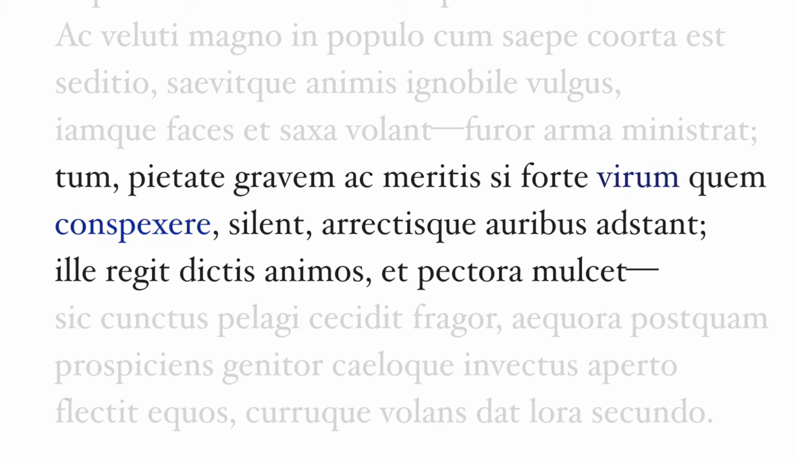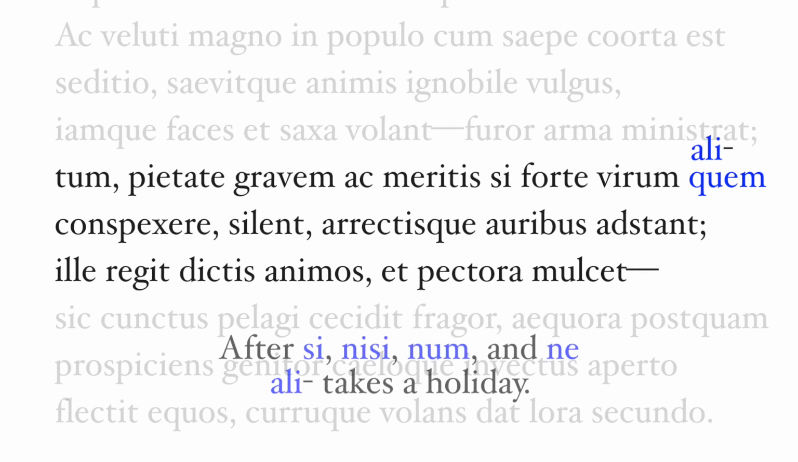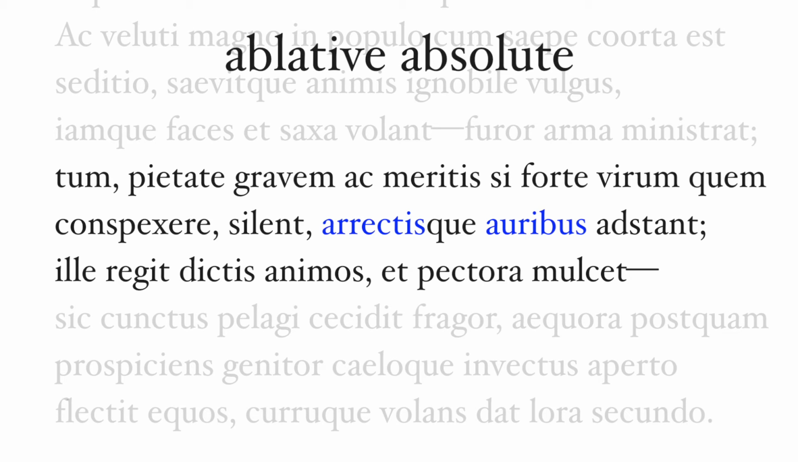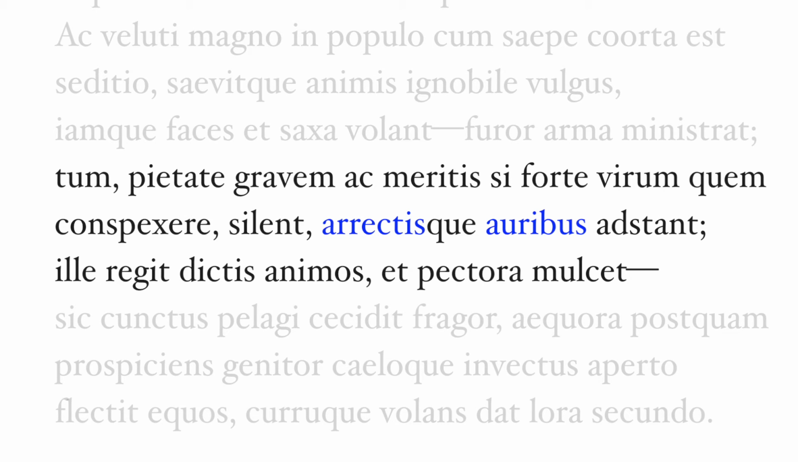And who did they see? A virum, a man. Since the quem follows, at a little bit of a distance, the si, read this as an aliquem. So after si, nisi, num, and ne, ali takes a holiday. And the monosyllabic ending to this line with quem really delivers an emphatic punch. So it's not necessarily a specific man, but some man who is gravem with both pietate and meritis. Si forte is common in Virgil, meaning if by chance, and arrectis auribus is an ablative absolute, with raised ears. Kind of like a dog. The members of the crowd are attentively listening.